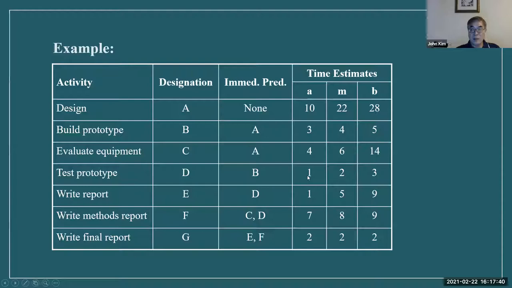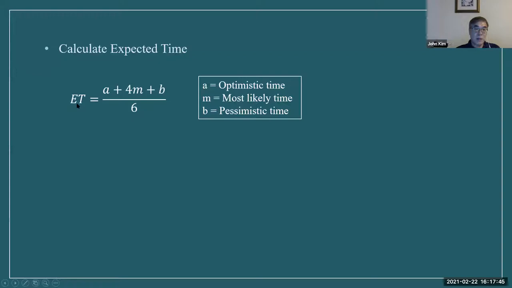Using this formula, expected time equals A, optimistic time, plus four times most likely time, plus B, pessimistic time. Optimistic time and pessimistic time happen not much. This one, most likely, has more frequency. So give four weight, and give this one 1, 4, 1. So 1 + 4 + 1 = 6. So divide by 6. This is kind of a weighted average.